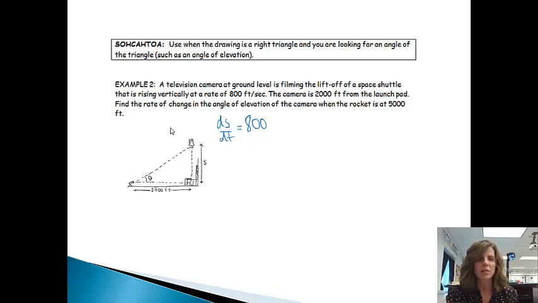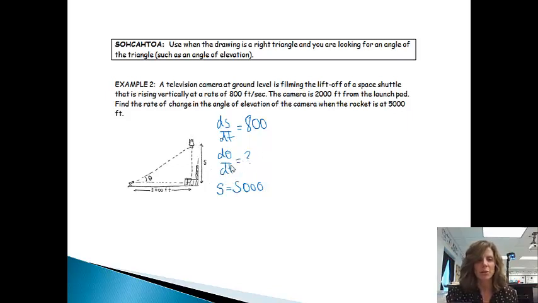Right, and then it says to find the rate of change in the angle of elevation. So we're looking for how fast that angle theta is changing. So we're going to be looking for d theta/dt. And then it says when the rocket is at 5,000 feet. So that would be when s is equal to 5,000. And keep in mind on this, s won't always be 5,000 because the rocket is lifting off. So we're not going to deal with that until after we've taken the derivative.